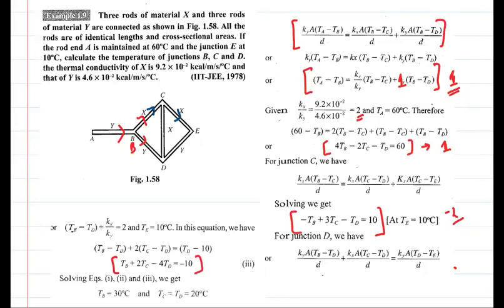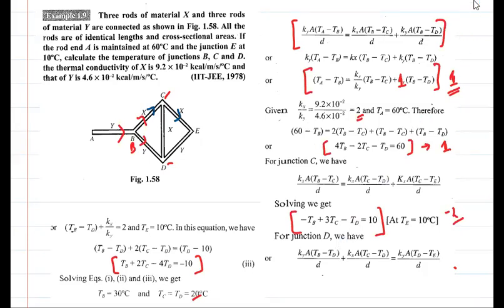Now, we have three variables and three equations. The variables are TB, TC, TD. If you solve equation one, equation two, and equation three, you will get this junction temperature, and this junction temperature will be the same, at 20 degrees centigrade. If you think about it, it's actually a linear equation in three variables.